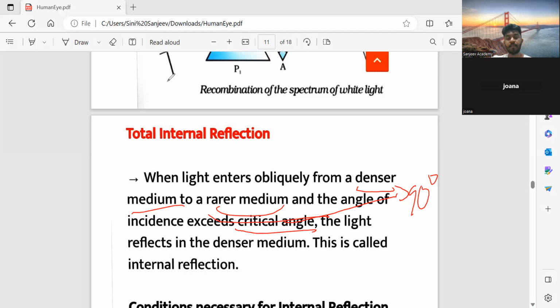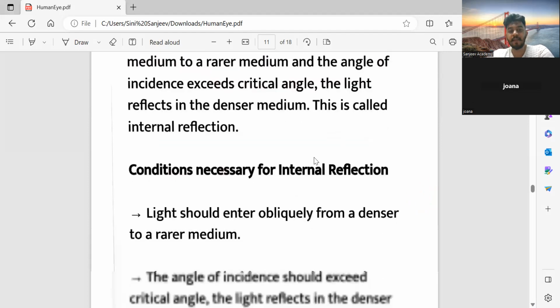Fine. So this is the most important, difficult topic in this full chapter, okay? Because we'll learn total internal reflection by heart, not knowing what it is. So always take a real life example and then study. It'll be easy for us. Now, once you know total internal reflection, the rest everything is very, very easy.